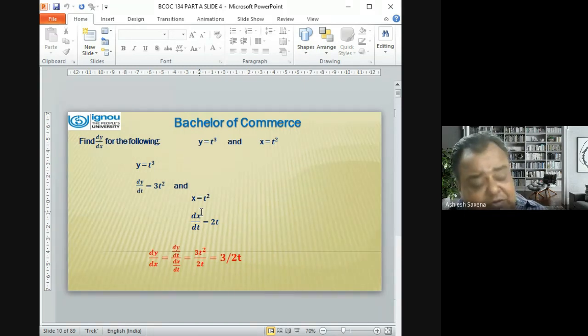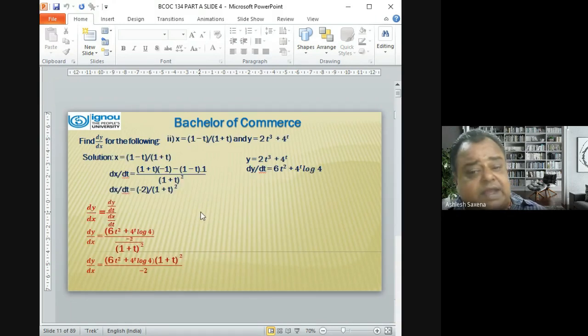You are being asked to calculate dy by dx. So dy by dx will be dy by dt divided by dx by dt. So you will get 3t square by 2t. That means your answer will be 3 by 2 times t. This is how parametric functions are solved.